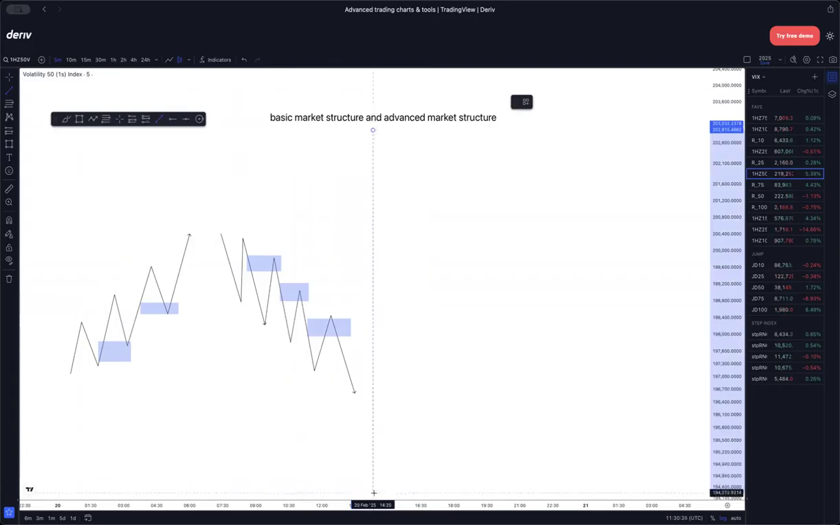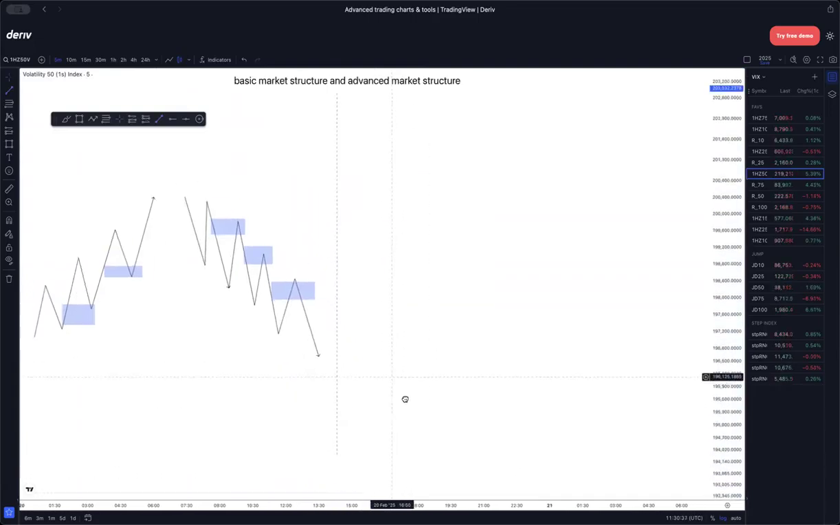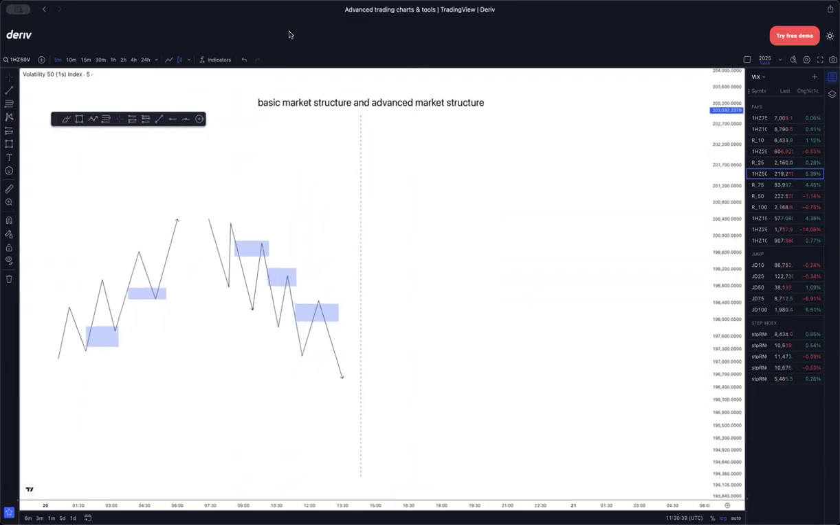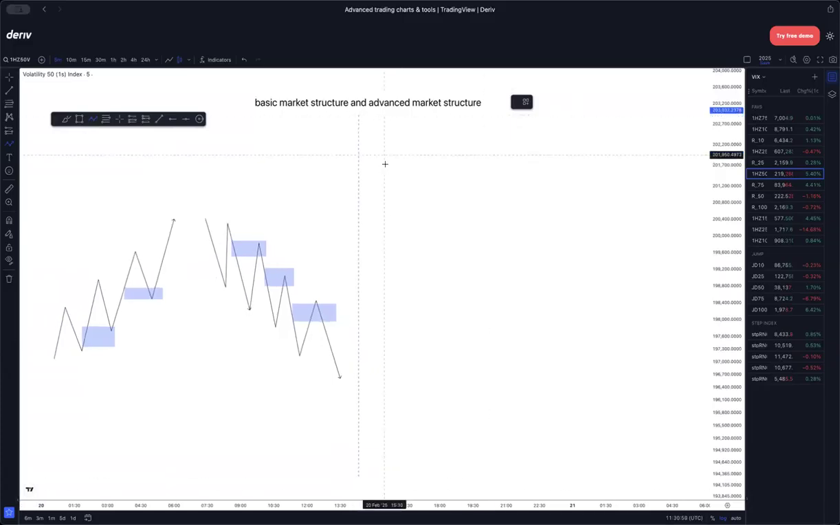In advanced market structure, we have different models you want to look out for, which I'll be showing all of you. So you just want to sit down and pay rapt attention, right? This video is recorded. You can always come back to watch it. Most of you might have known this, but let's just go through it again.